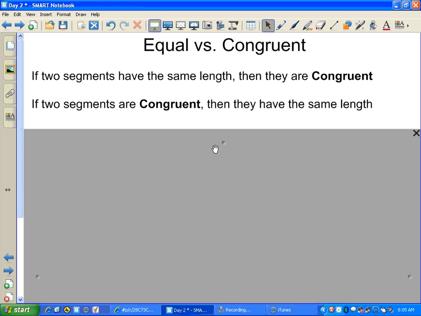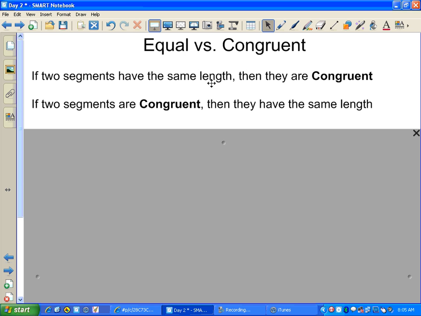Here's kind of the definition of congruent. It goes two ways. So if two segments have the same length, then they are congruent. I could also say that if two segments are congruent, then they have the same length. So the if part is kind of what I'm starting with. If I start out and I know that two segments have the same length, then I can say they're congruent. If I start and someone tells me, hey, those two segments, they're congruent, then that tells me that they have the same length. So it depends on what you're starting with.